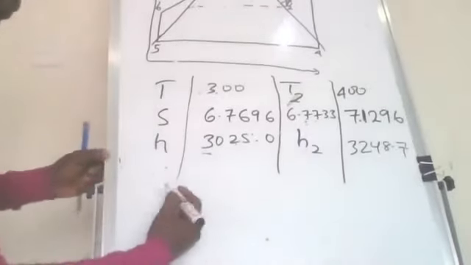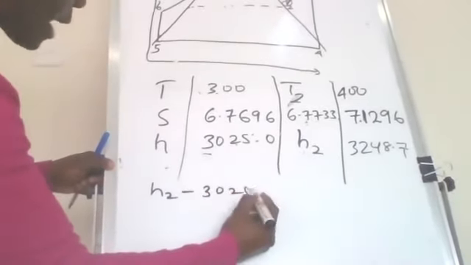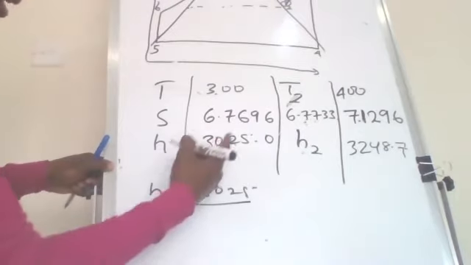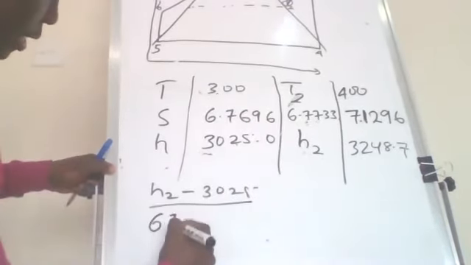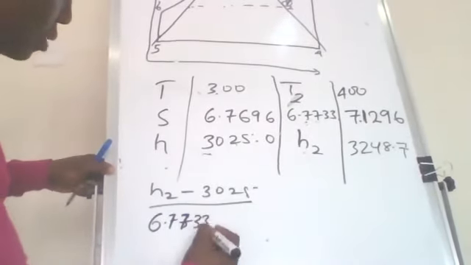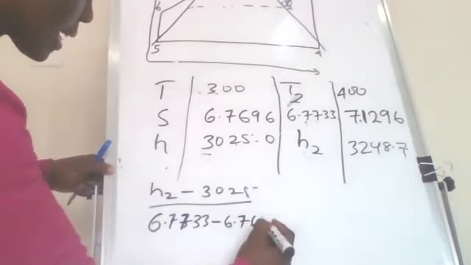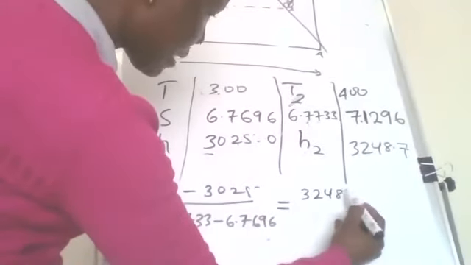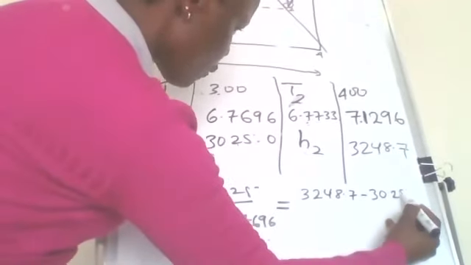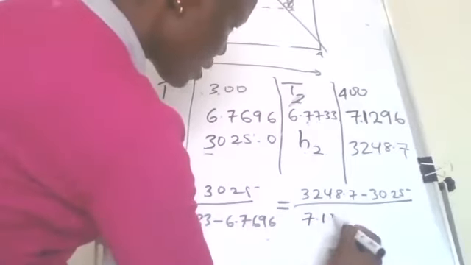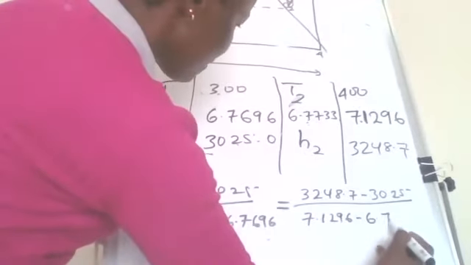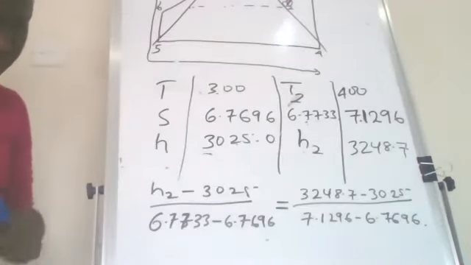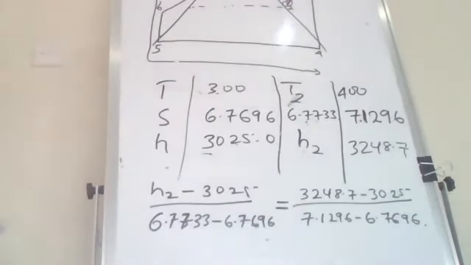Basically, what we are saying is H2 minus 3025 over 6.7733 minus 6.7696 is equal to 3248.7 minus 3025 over 7.1296 minus 6.7696. That's one way. Find the value from that. That's one way of doing it.